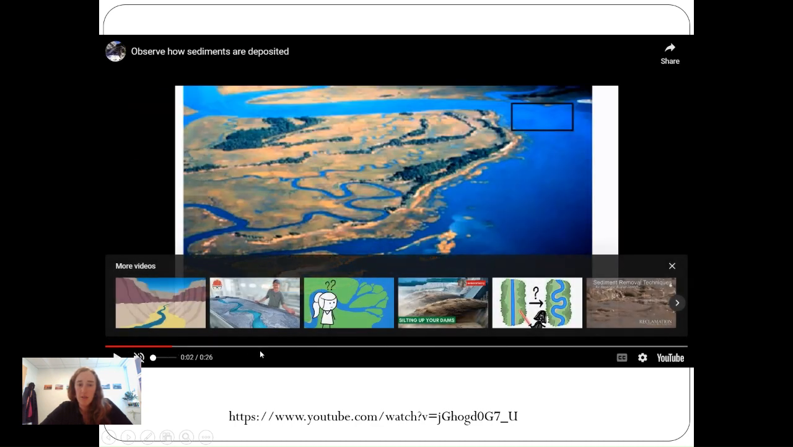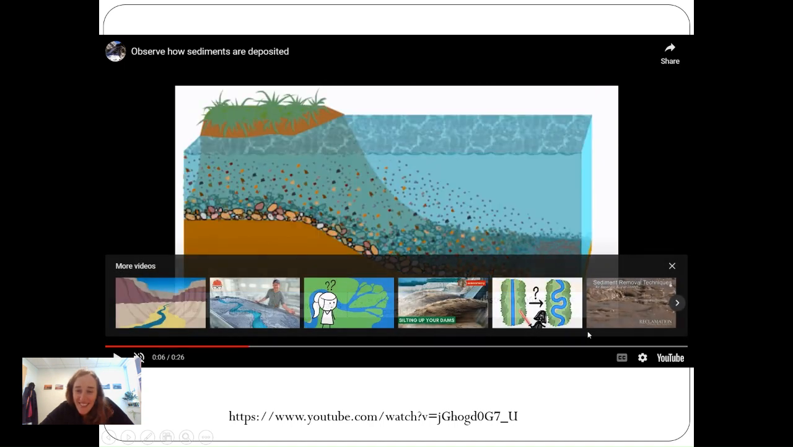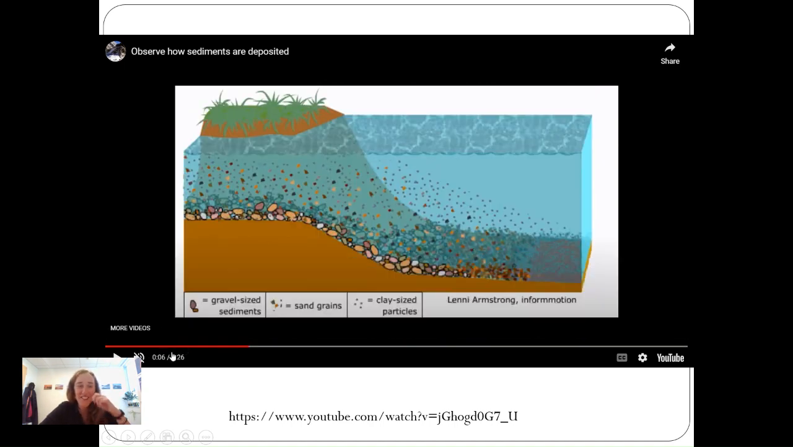If I just pause this here, the point is that if you have fast moving water, you get gravel and pebbles that will drop out first, and then smaller size stuff as the water slows down even more. Sand will now drop out because the water's not flowing fast enough to carry the sand. And then if it slows down enough, you're going to get silt or mud that will deposit farthest away from its original source.